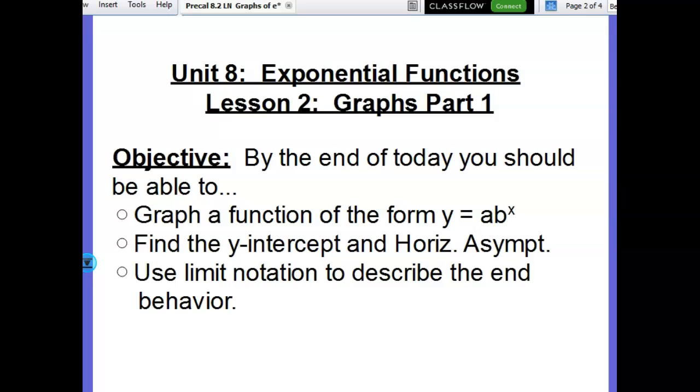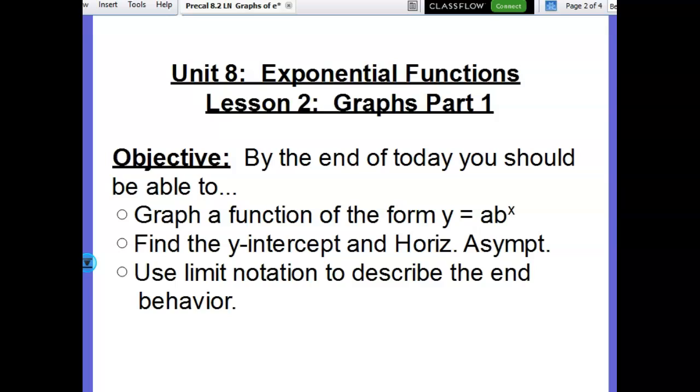So today we're looking at a two-day lesson. We're going to do part one today, just kind of introducing the graphs of exponential functions a little bit. So our goal today is going to be graphing exponential functions, which you guys know hopefully from last time look like this, right?